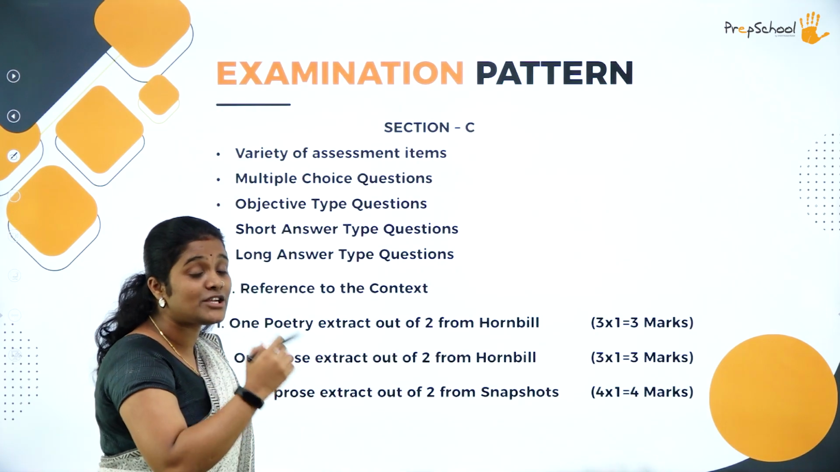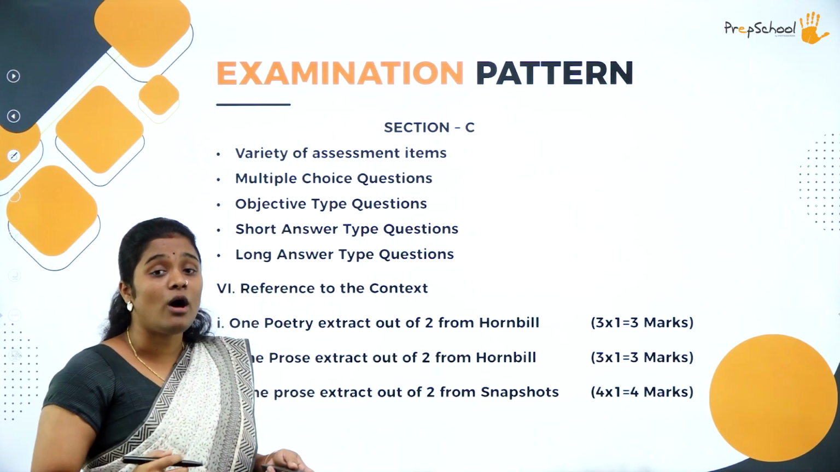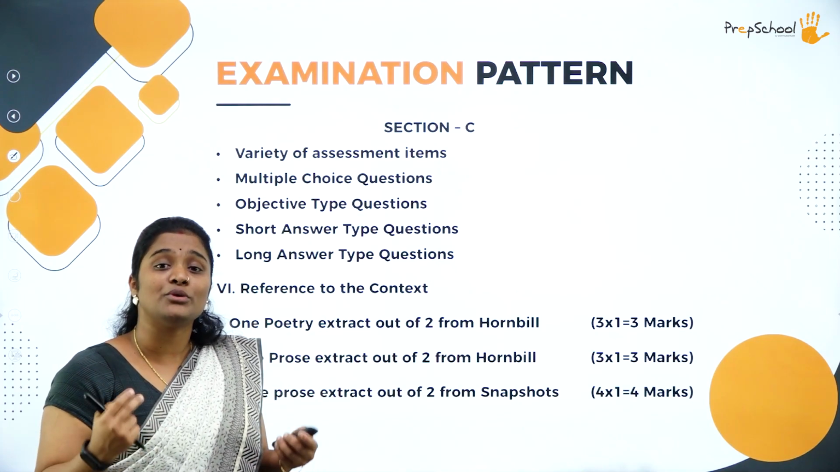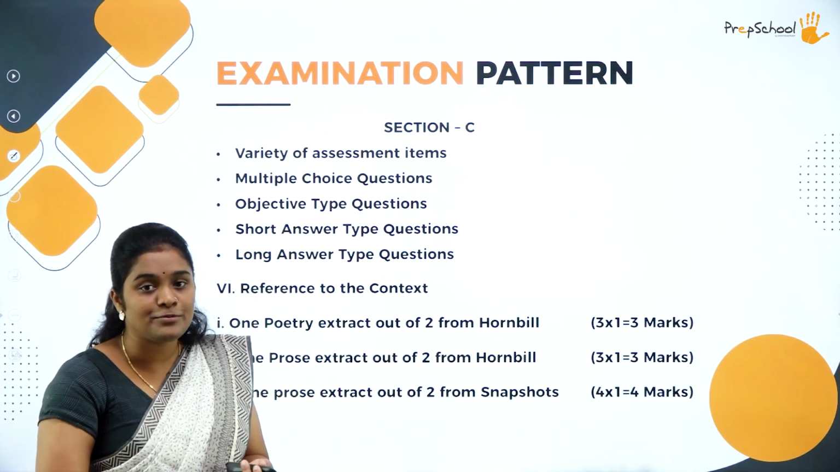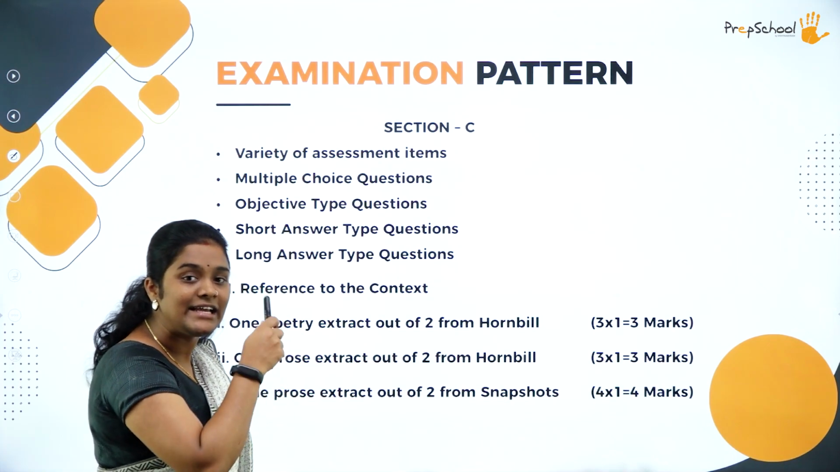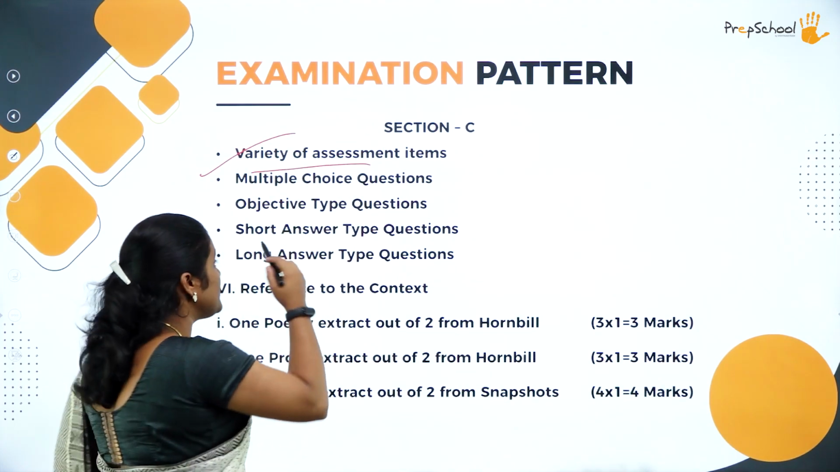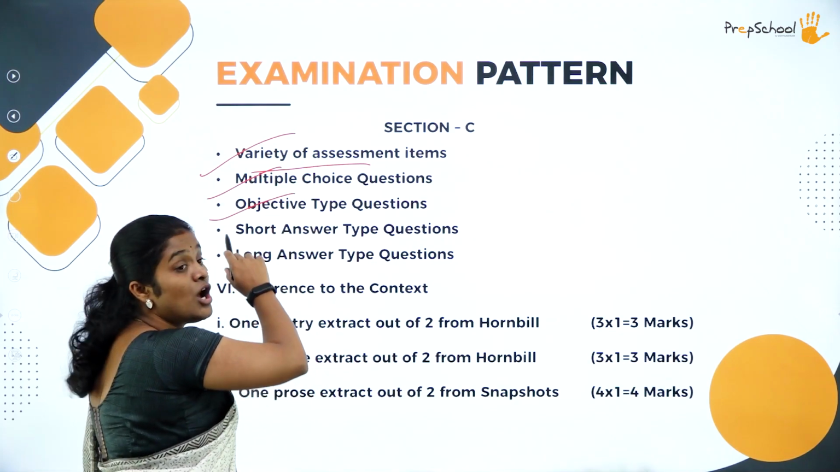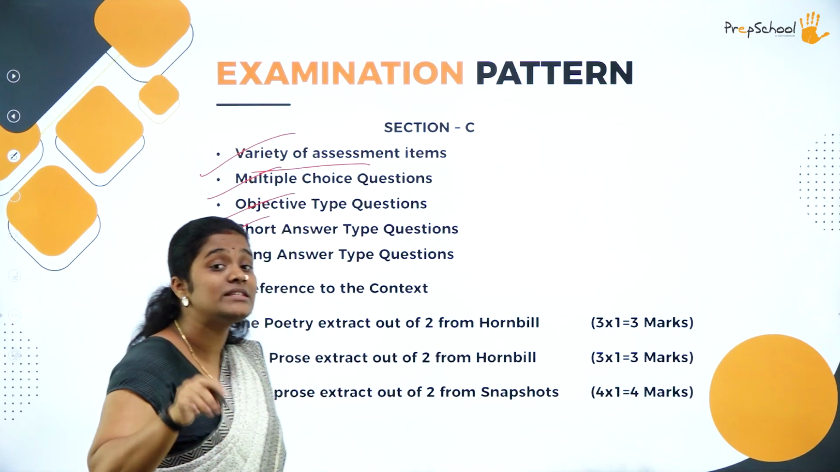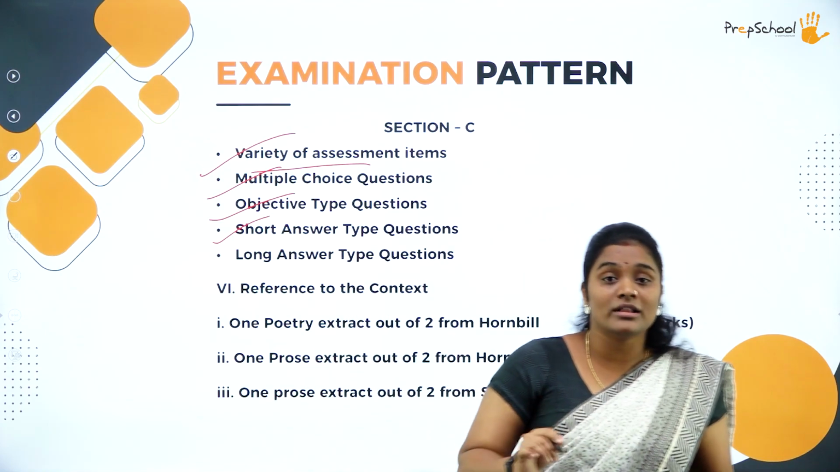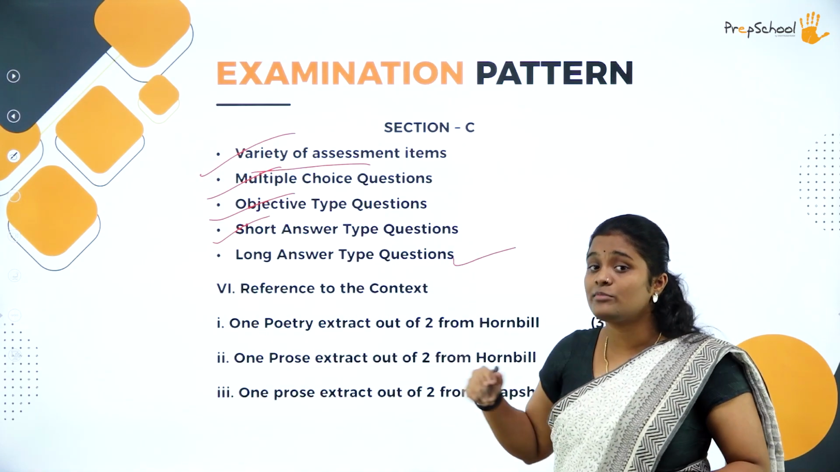Moving on to section C. Section C is all about the literature. Whatever you have read in Hornbill and Snapshots, you are going to apply it here. Now, this could be a variety of questions. There are multiple choice questions, objective type questions, short answer type questions. All of this will be a combination of these questions. There will be long answer type questions as well.